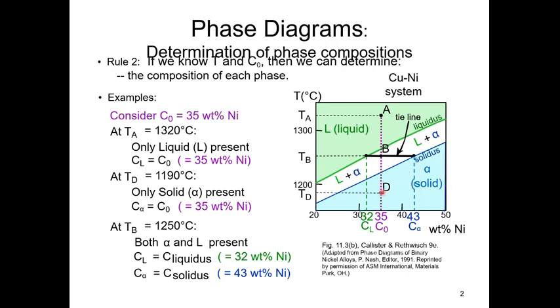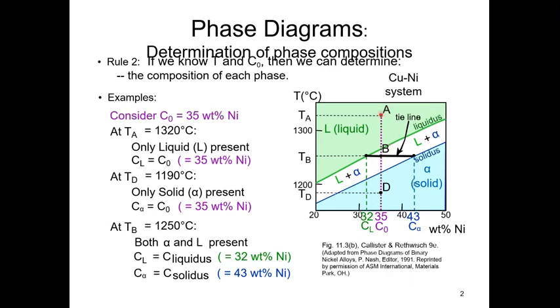So at this point at 35% nickel, you can have purely solid or 100% solid. So that one is easy. This one is also easy, 100% liquid. So no need to think. But here you have two compositions, liquid and solid. So how do you determine the composition of liquid and solid there? Because maybe the liquid is more, or the alpha is more, or the alpha is more and the liquid is less. So you need to determine that.